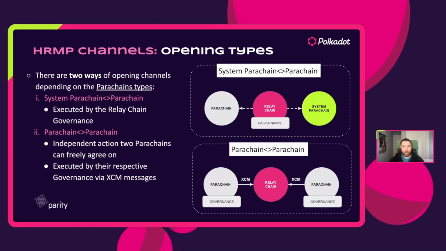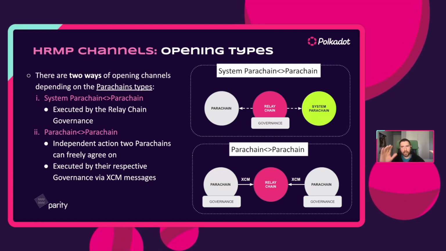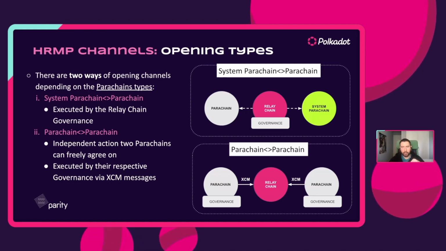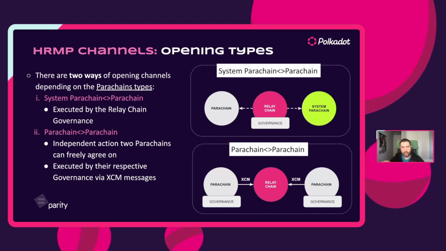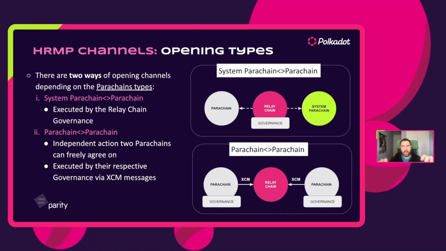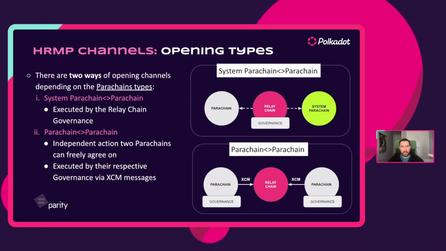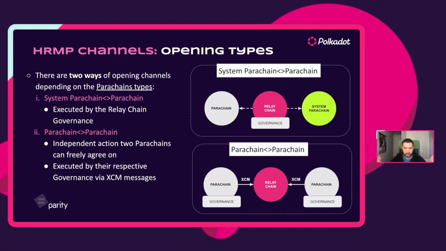There are two opening types. It will depend on the parachains involved. If you have one system parachain trying to connect to a community parachain, then the process goes through the relay chain governance. That is because system parachains are controlled by the relay chain governance. However, if you have two community parachains, they can open HRMP channels whenever they want, and they can agree on the characteristics of this HRMP channel.